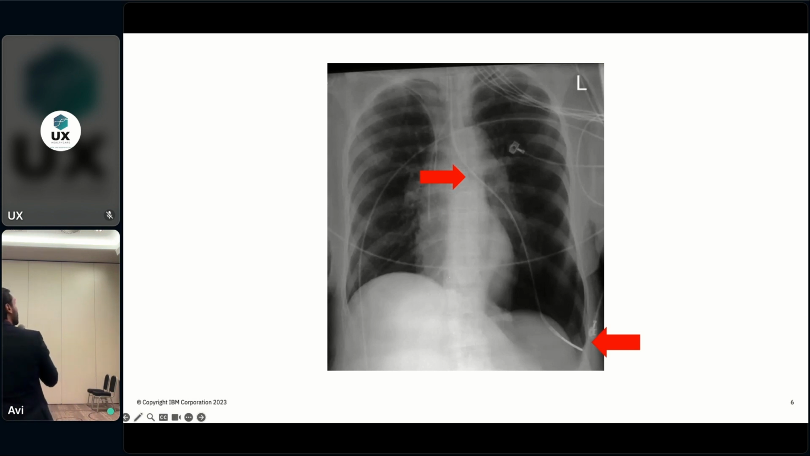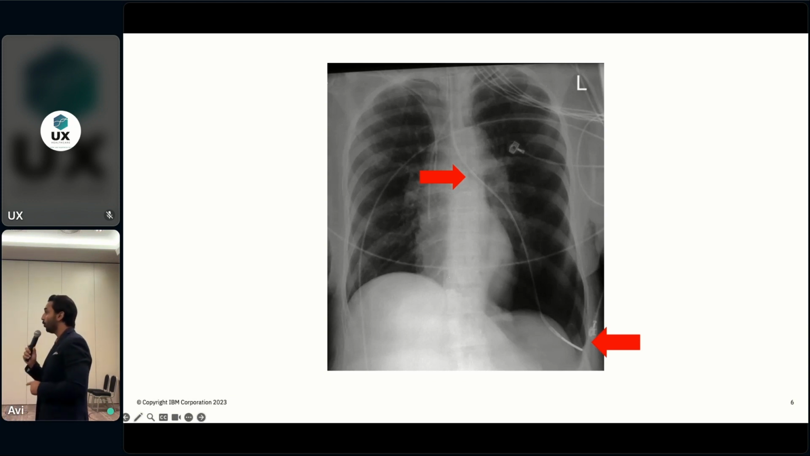In this case, the NG tube is entering the left main bronchus, going into the left lung. So when that nurse commenced feeding, all of that liquid feed was going straight into the patient's lung. And so the patient went into acute respiratory distress.